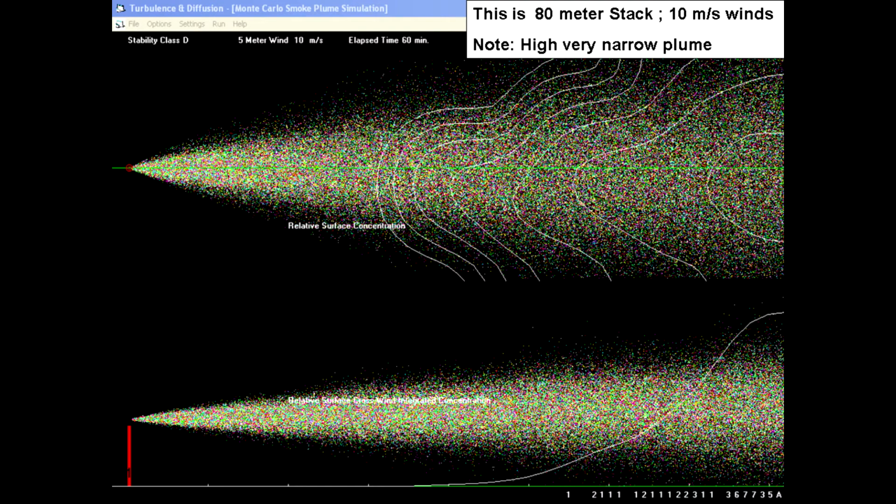And if you look at the bottom slide, when you look at the side view of the plume itself, you can see it's very, very narrow. The plume doesn't even touch the ground at all. So these are some quick examples of how turbulence and wind speed affect the plume in the real world.